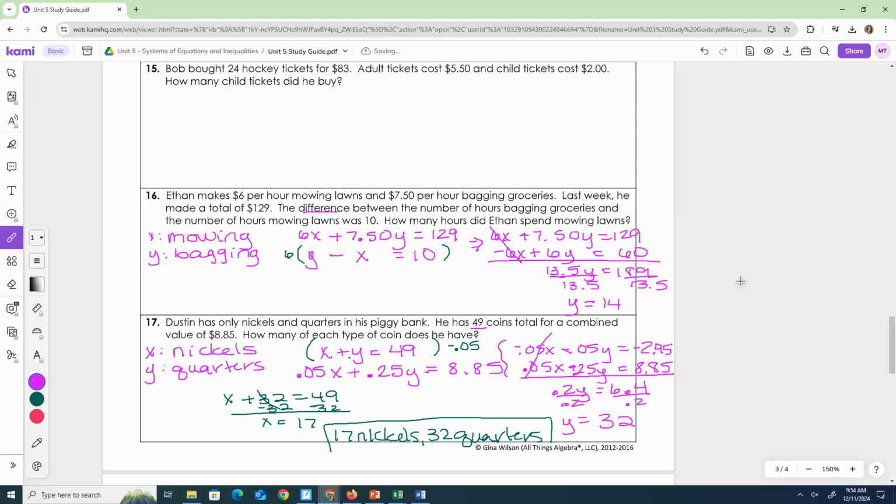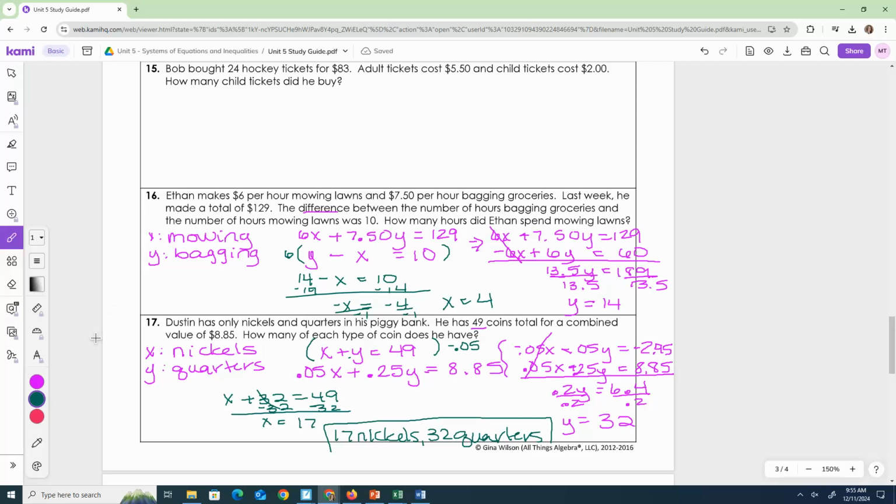All right. Now what do I do? Put the 14 in for the same location. I put 14 in for y. So 14 minus x equals 10. Subtract the 14. So negative x equals negative 4. Divide by negative 1. And x is 4.